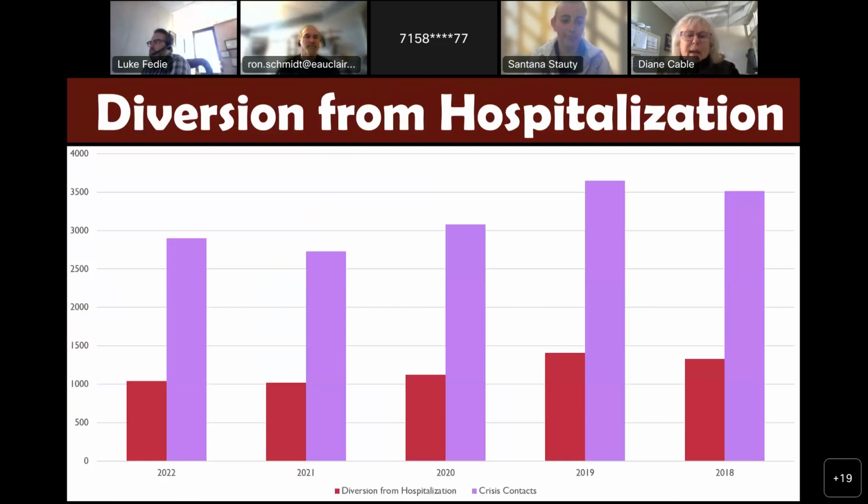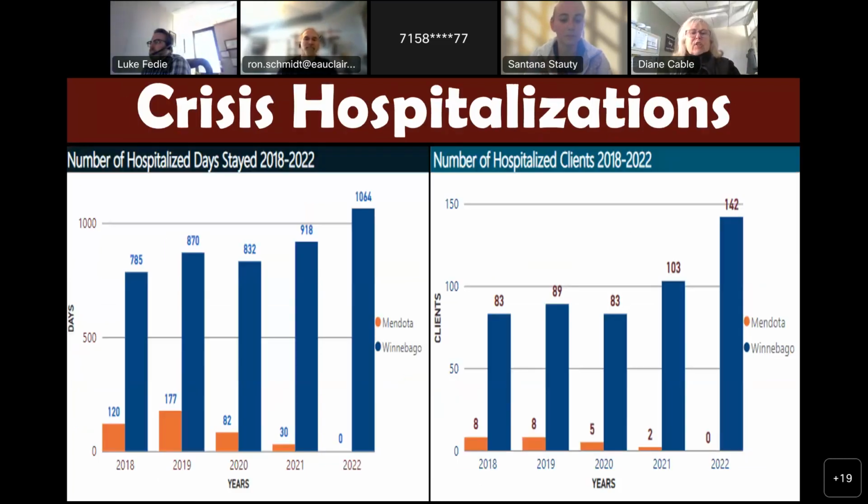Yeah, Bridget, if you go back to the prior slide. Because, you know, Santana's right, it looks like there's this increase in number of days. That's what we're getting billed for. But when you look at that with the increase of numbers, really our overall length of stay has diminished, which is what Ron is referencing. So thank you both.